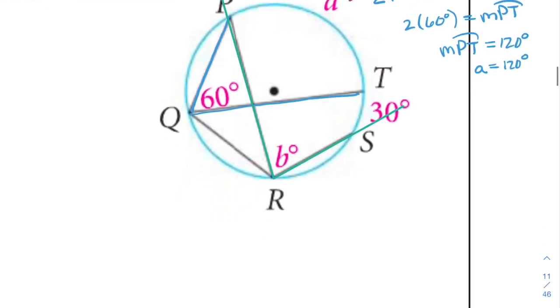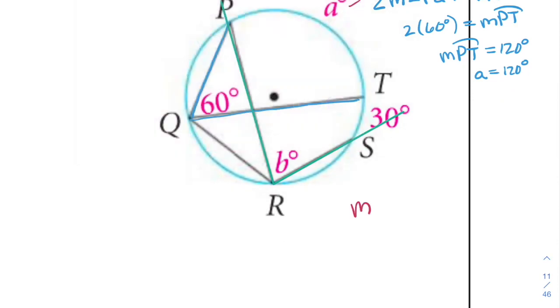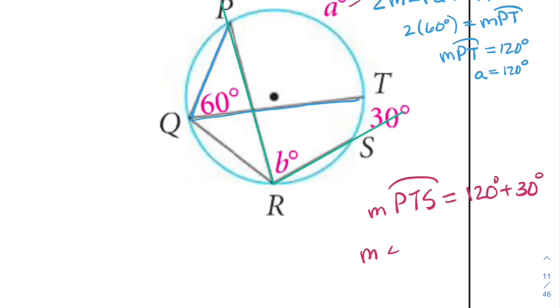Well, the measure of arc PTS is a total of 120 and 30 degrees. So the measure of arc PTS is going to be equal to 150 total degrees. Now what I need to do is work backwards.